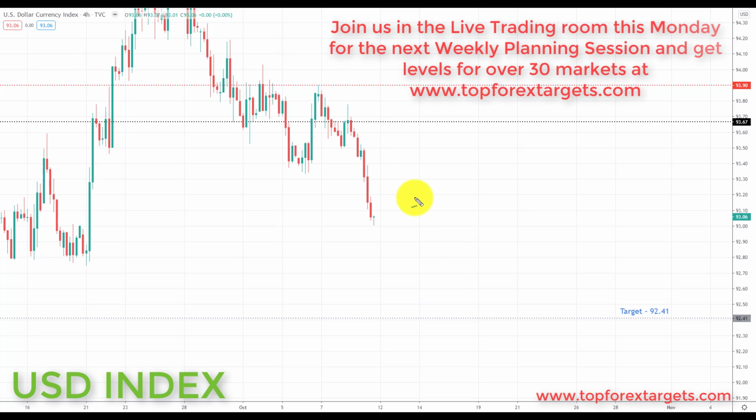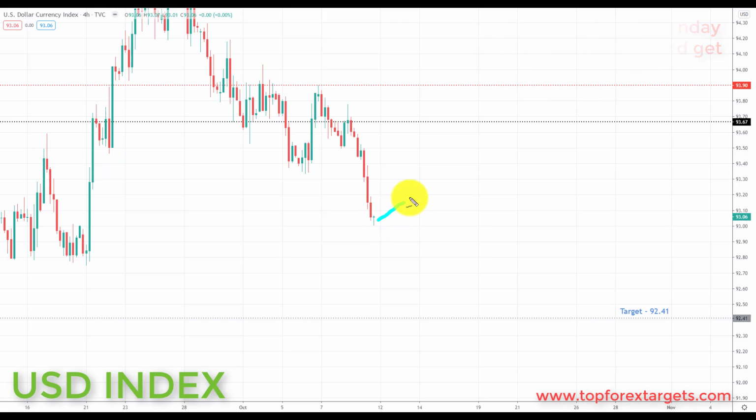So very simply put, going into this week, we are looking for a pullback towards the 93.67. Any pullback in this area is going to be viewed as an opportunity to look for further declines in the dollar index. We do not trade the dollar index, we're just using this as a compass, as a guide for the dollar pairs. So any correction towards the 93.67 is going to be viewed as an opportunity to look for further declines down towards the 92.41 in the dollar index.